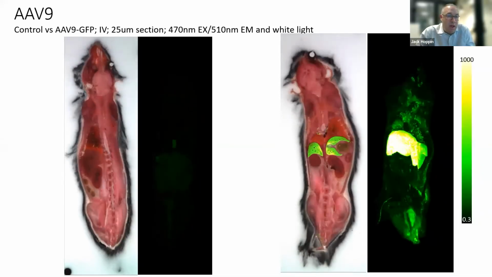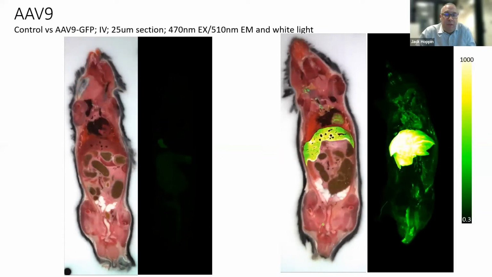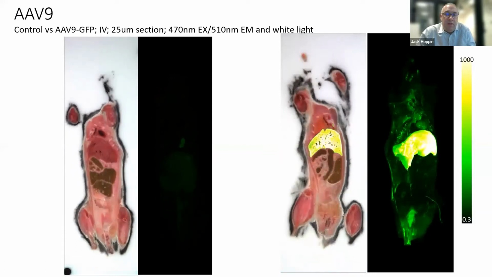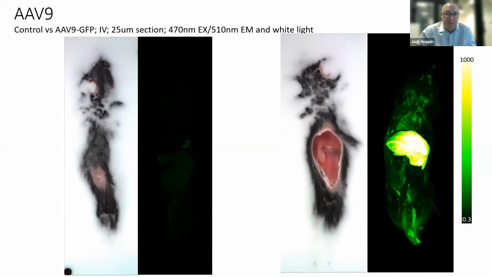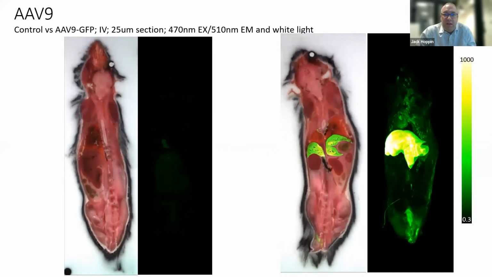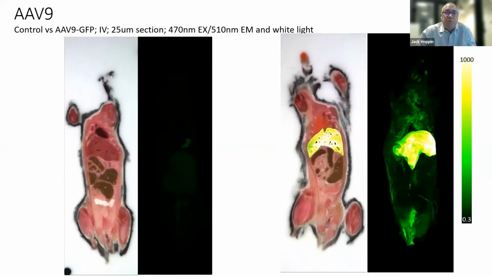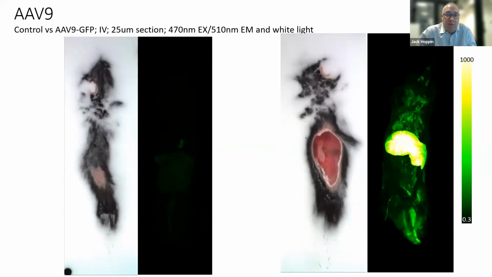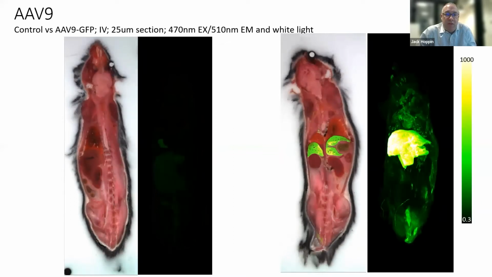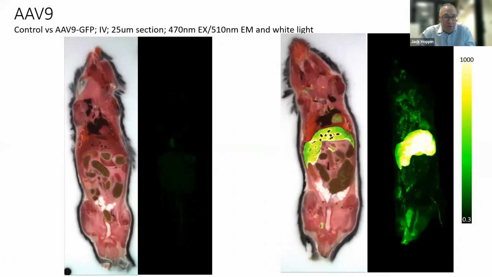There's been a lot of work done in what we often call pharmaco-expression. So trying to use, in this case, an AAV9 that has been transfected with GFP. And we're sectioning through, you see the bright field images. On the left, you have a control animal. There's green in the gut.